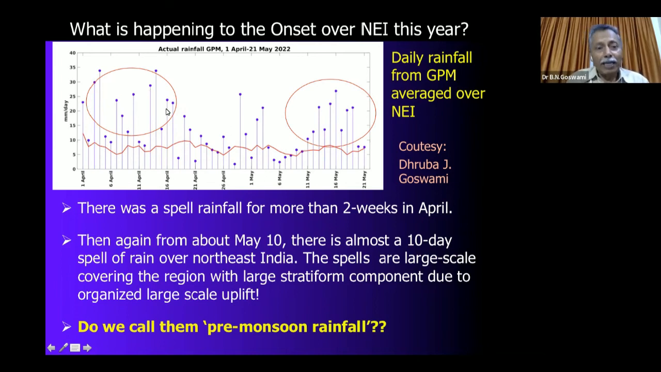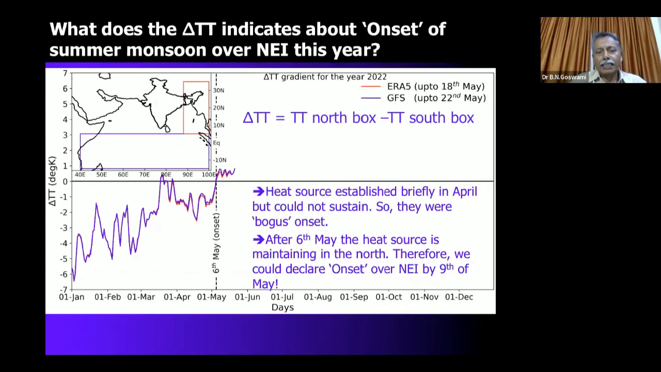And this April spell was possibly responsible for filling up the dams, because this happened in the catchment areas in the sub-Himalayan regions, and the dams were full. And when the second spell came in May, the dams overflowed, and this huge flood, which is unprecedented, happened in the Northeast this year. So the question is, do we call all these spells pre-monsoon rain only? So I feel that it is not.